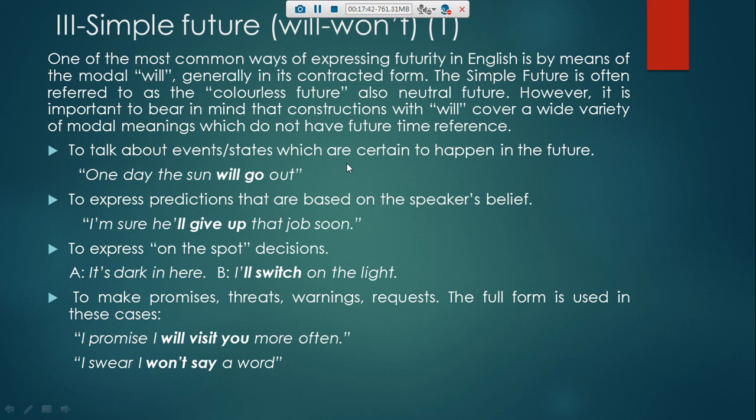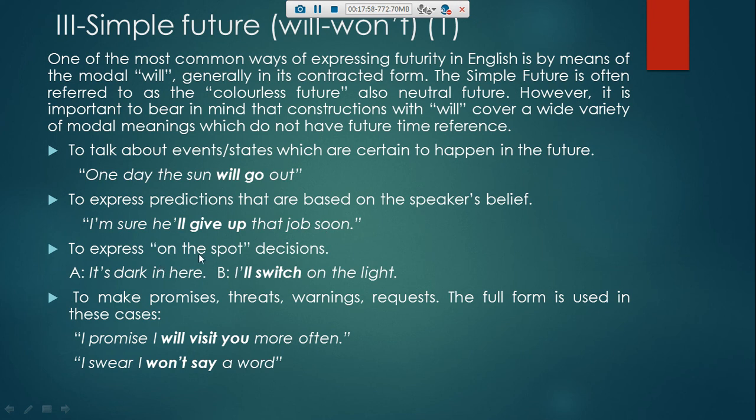To talk about events or states which are certain to happen in the future. One day the sun will go out. To express predictions that are based on the speaker's belief, what he or she believes will happen. I'm sure he'll give up that job soon.